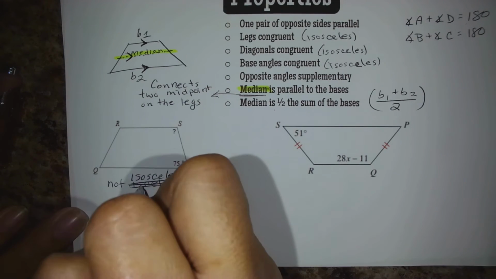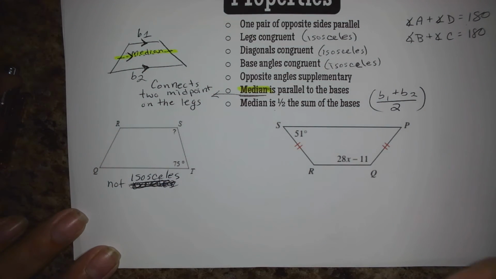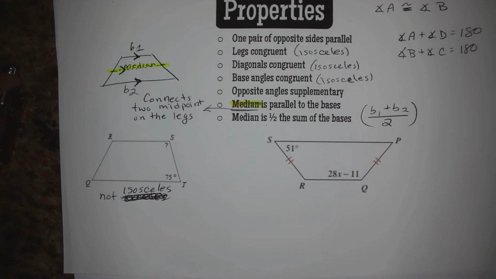Isosceles. Jeez Louise, that was horrible. Alright, anyhow, so we have our not isosceles trapezoid. So now we can actually go through and figure out what that measure of the angle is, because we have one thing that is true.